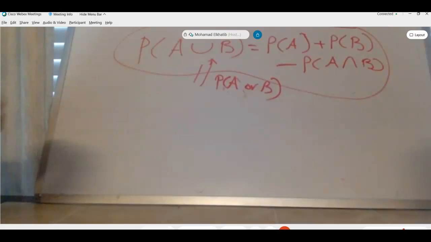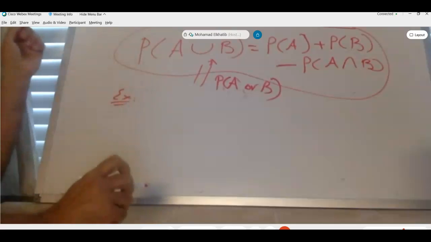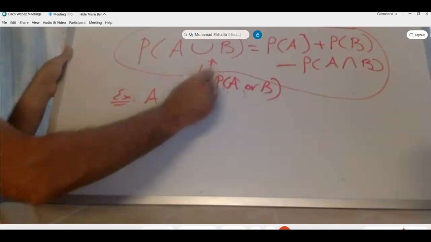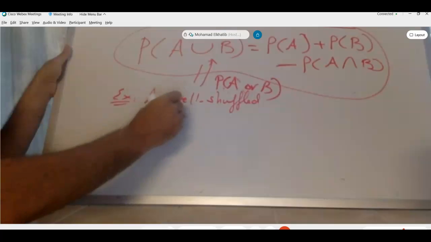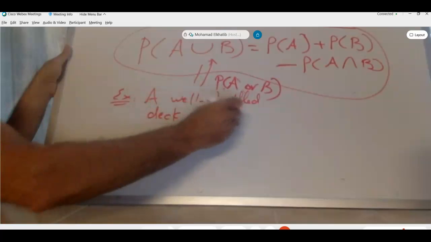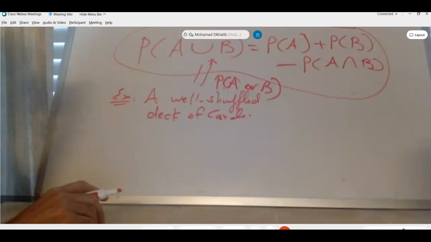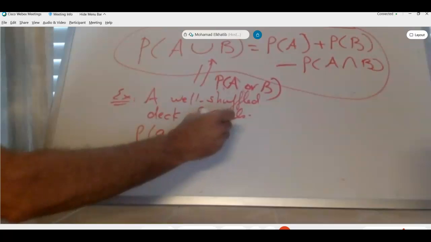Okay, here's an example. Do you guys know what's in a deck of cards? Let's say you have a well shuffled deck of cards. It has 52 cards, no jokers. If I ask you, what is the probability of getting an ace or 4?